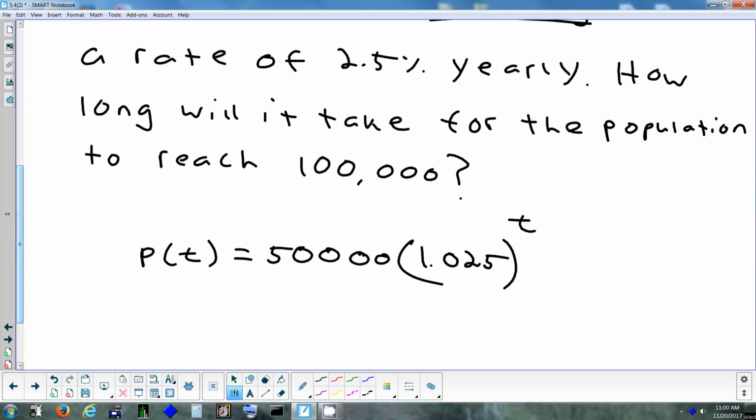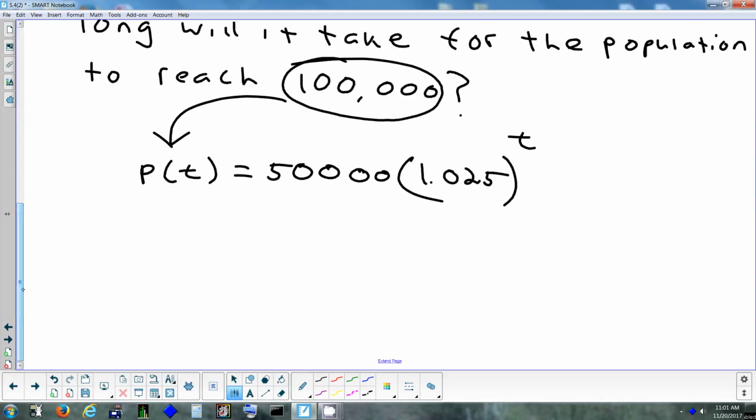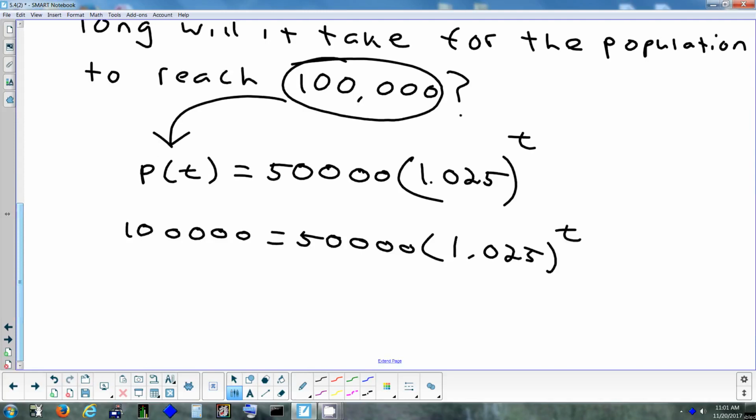Any question on that? Now we want to know when we're going to hit 100,000. So where would 100,000 get plugged in there? For P of t or t? Yeah, P of t. That's the population. So you plug that in, and you'd have 100,000 equals 50,000 times 1.025 to the t.